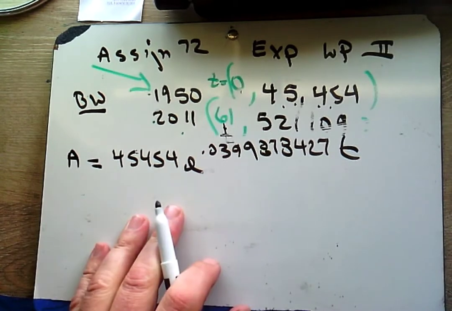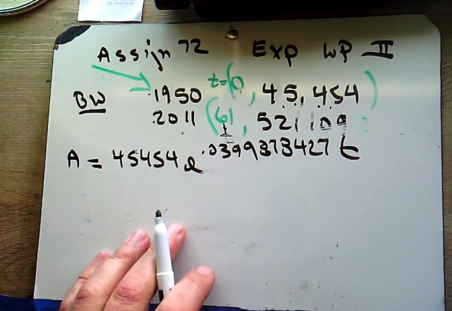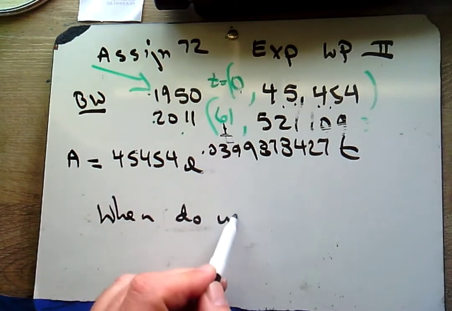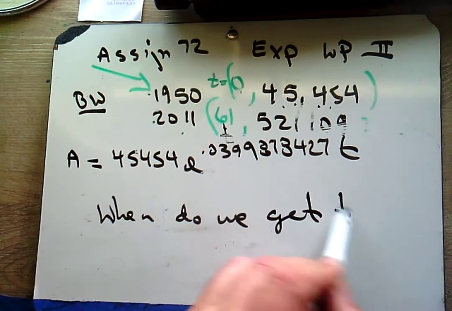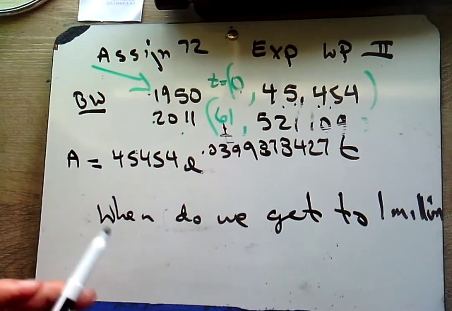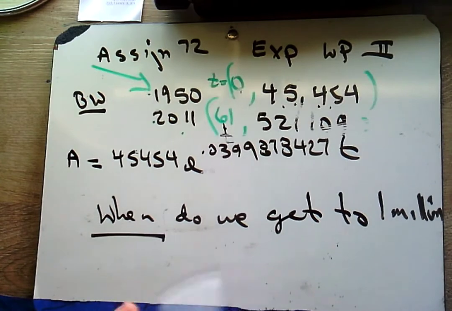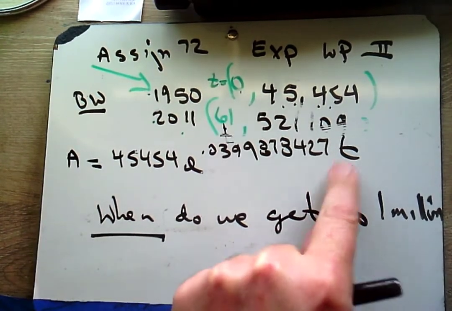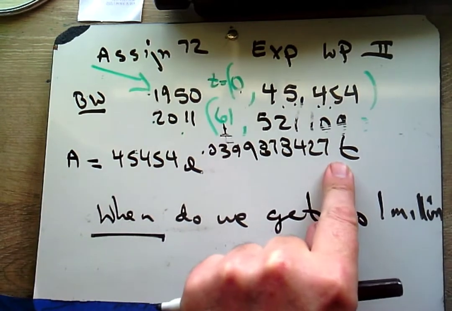Remember, the first question is, when do we get to 1 million people? When? So, what's that? Is that this? Or is that this? Is this a when? Or is this a when? Well, time is a when.